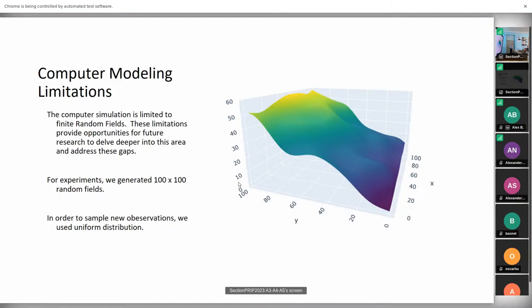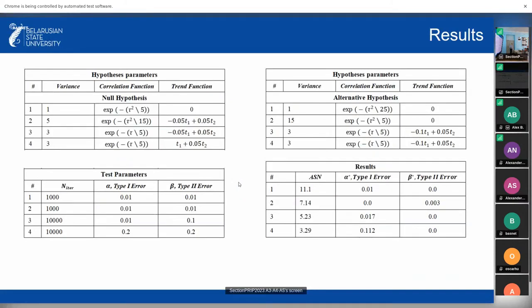So there are some limitations that I've encountered, obviously, since I'm doing algebra modeling. I'm modeling a finite random field. I've chosen the size of 100 by 100. And it's also worth mentioning that I'm using the uniform distribution to choose points from the random field. Next slide. Here are my results.